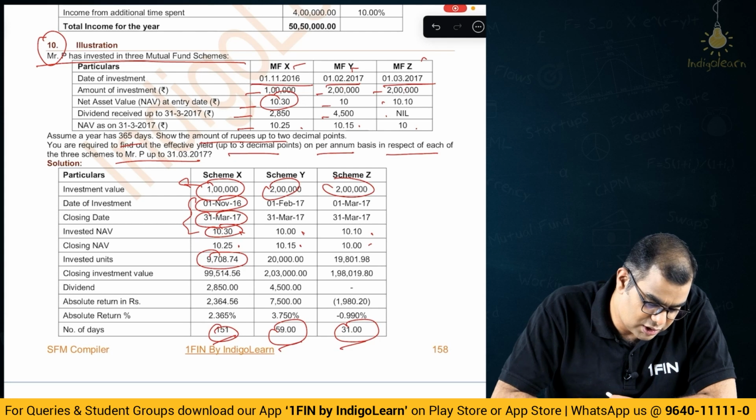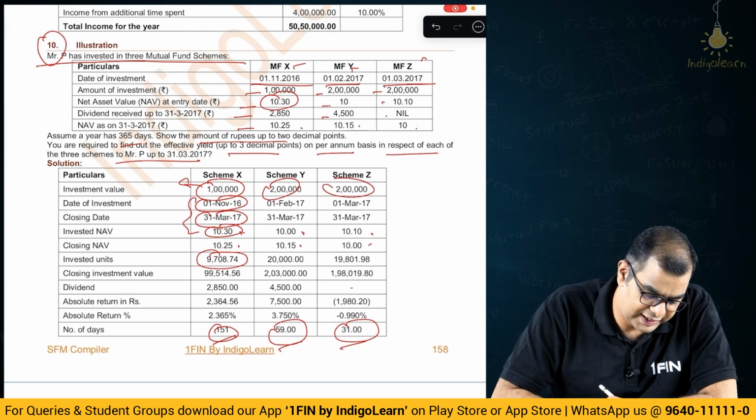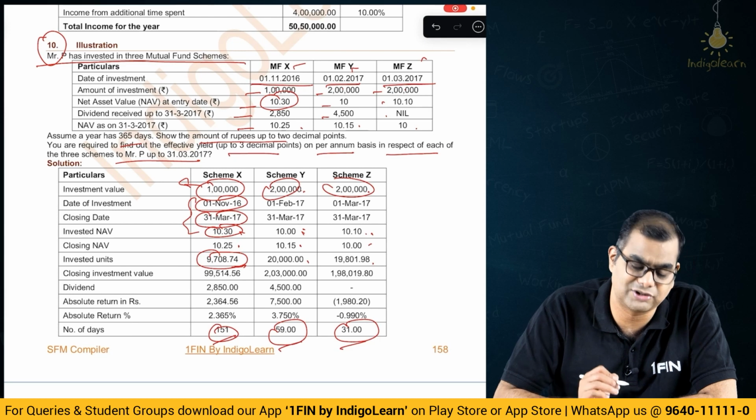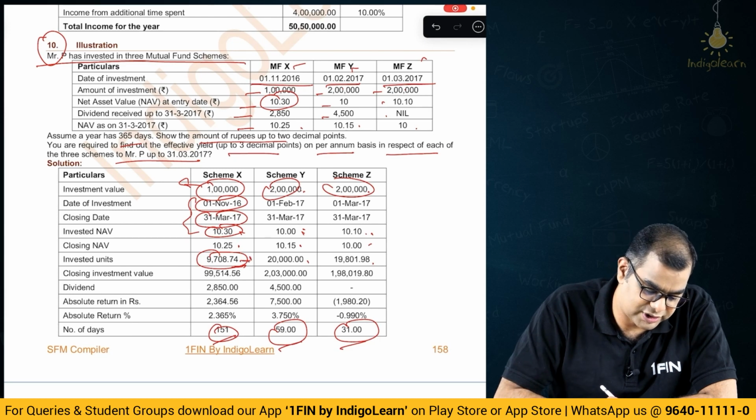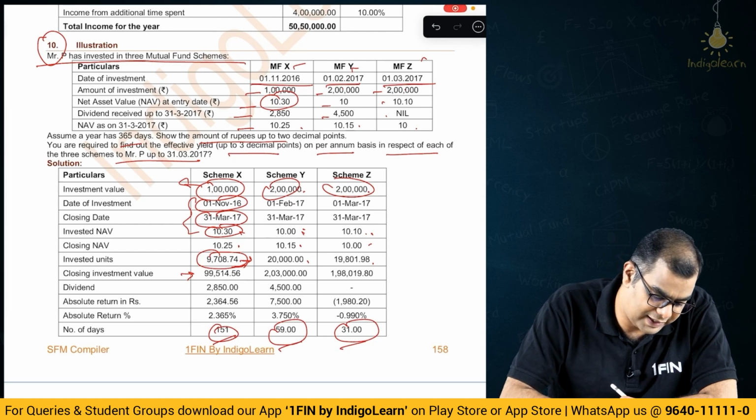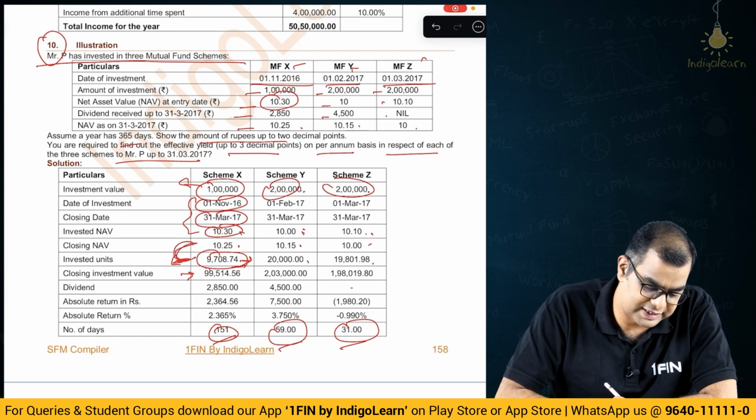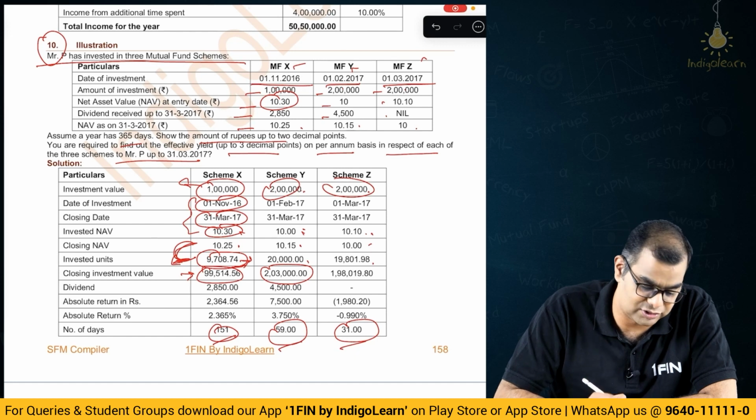So, 74. They said show the amounts of rupees to 2 decimals and yield up to 3 decimals. So, okay, 9708.74. Same way, 2 lakhs divided by 10 is 20,000, 2 lakhs divided by 10.1 is 19,800. So, that is the invested units. Now, what is the closing investment value? You multiply the number of units that you found here and the closing NAV that is here. You multiply those two, you will get the closing investment value, which is 99,000, 203,000, 1,98,000.